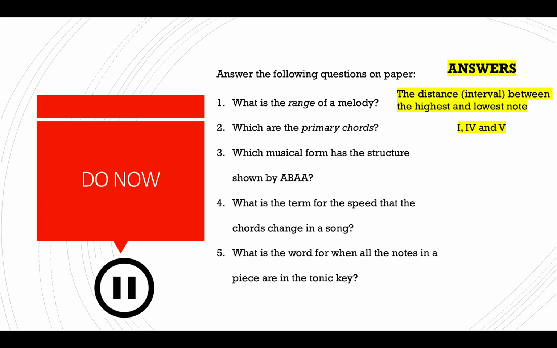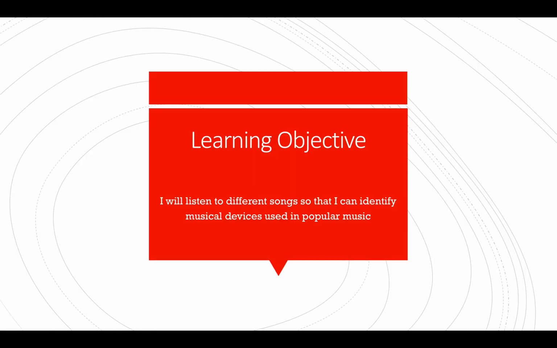The musical form that has the structure ABAA is 32-bar song form, and the speed that the chords change in a song is known as its harmonic rhythm or its rate of harmonic change. When all the notes in a piece are in the tonic key, so there are no notes outside of the key, this is called diatonic. If there were notes outside of the key, that would be called chromatic. So make sure you've marked your answers there, and we'll carry on into the lesson.